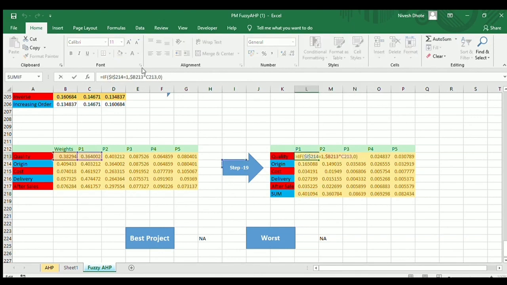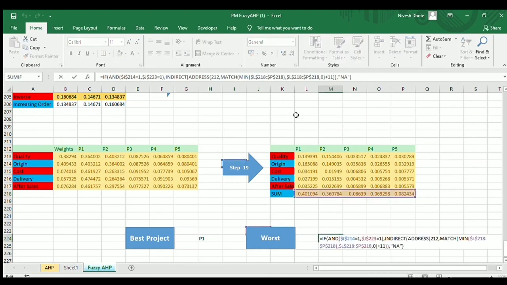What we can see here is B213 into C213, which will give us the value. After this, similarly to what we did in AHP, we will take out the sum of all these values. Now which project is best among these? It is project 1. Why? Because it has the greatest sum value. And the least, the worst project, is the one with 0.06, P4. So now we will check what our project is. The best project is P1 and the worst project is P4.